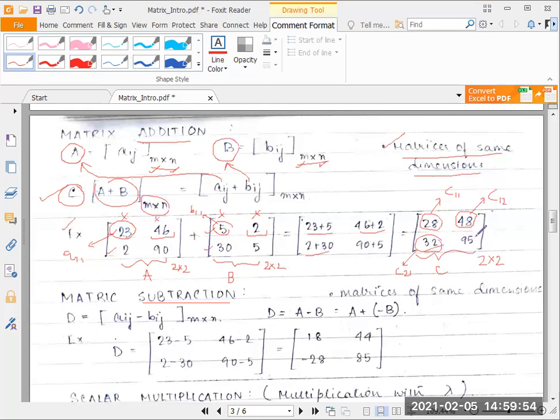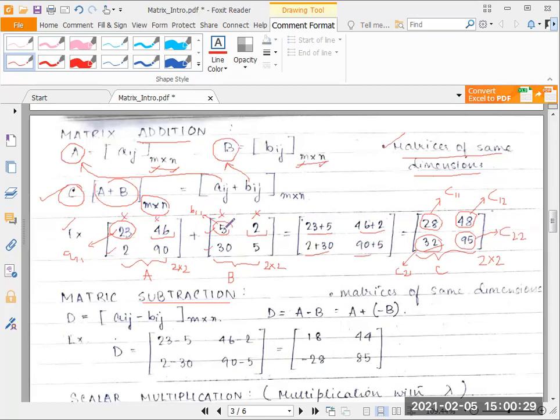And finally, for the C22 element, which corresponds to the second row and the second column, if we go back to the original matrices A and B, we get the A22 element, that is the element corresponding to the second row and second column of the A matrix, which is 90. And if we go back to the B matrix, we look at the second row and the second column, and the element is 5. So we'll add 90 plus 5, which gives us 95.